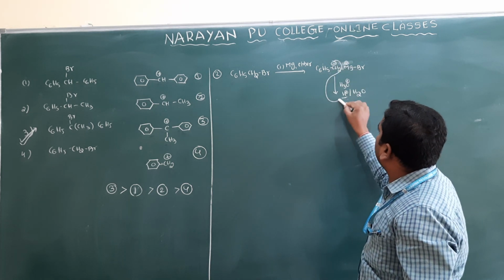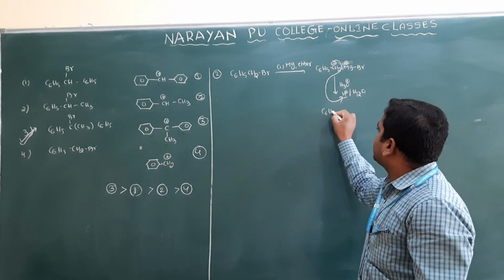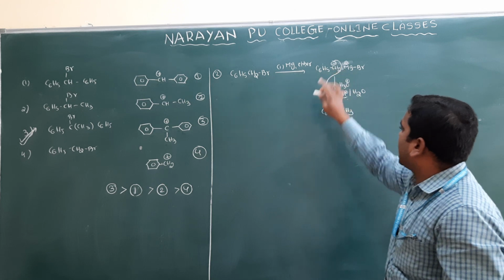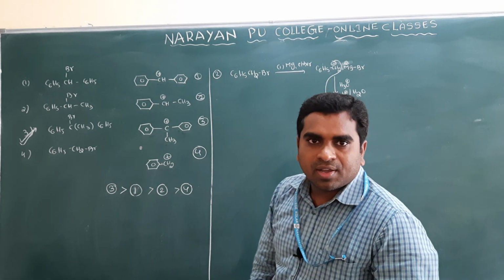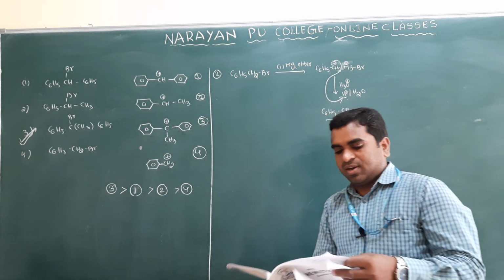So you will get CH3. So the compound here is C6H5 and CH3. CH2 and H will be added, so you will get the CH3. This we call toluene. Clear? So option 3 is the correct one.